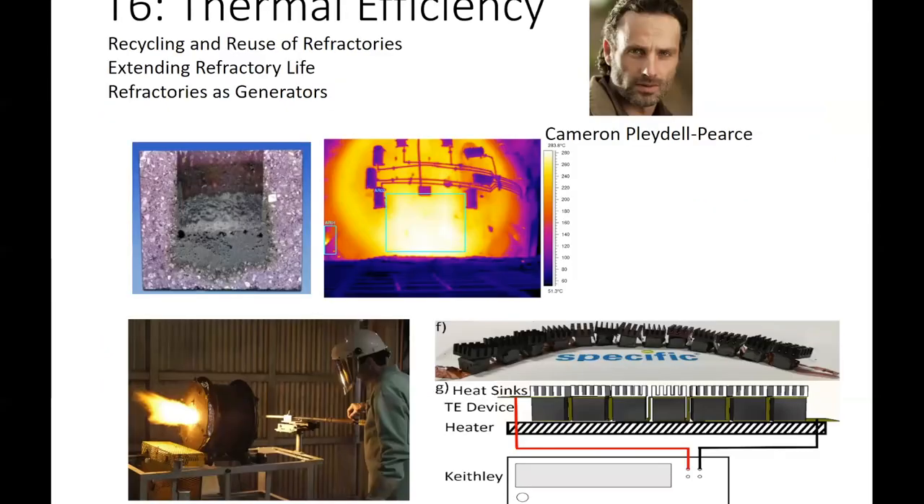We also look at thermal efficiency. This is basically not just the recycling and reuse of refractories, but extending their life. We're also looking at key technologies for what you call thermopiles, for using refractories as generators. This could be to provide low level electrical energy for the plant, or it could be to power remote sensors and various things like that.